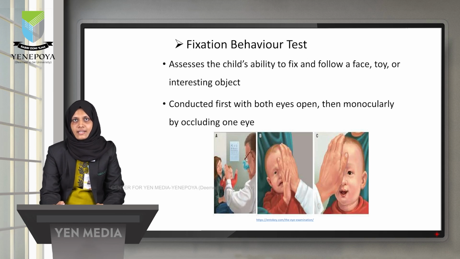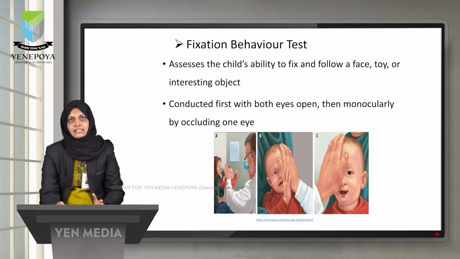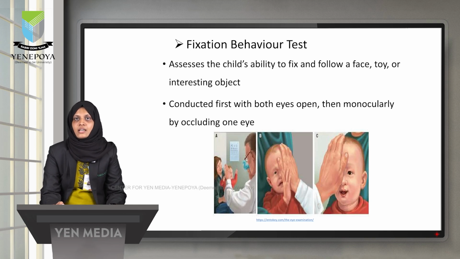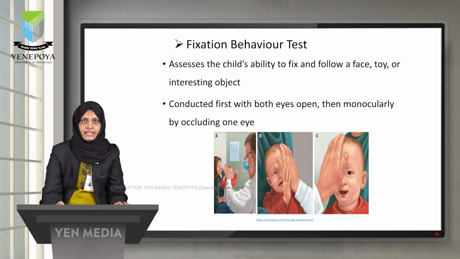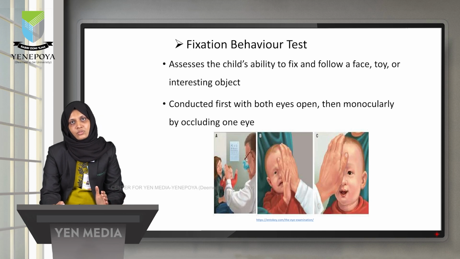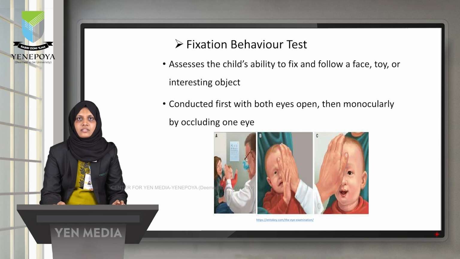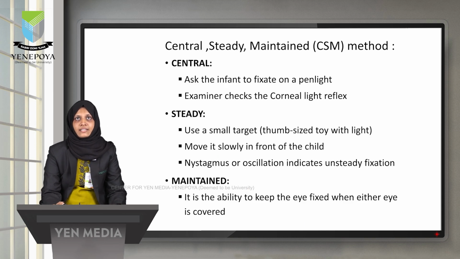It assesses the child's ability to fix and follow a face, toy, or interesting object. This test is conducted binocularly and monocularly. In this figure, we can see that when the doctor occludes one of the baby's eyes, the baby is quite happy. But in figure B, we can clearly see that when the doctor occludes the baby's one eye, the baby tries to remove that hand, which means the occluded eye is the good eye and the other eye has poor visual acuity.